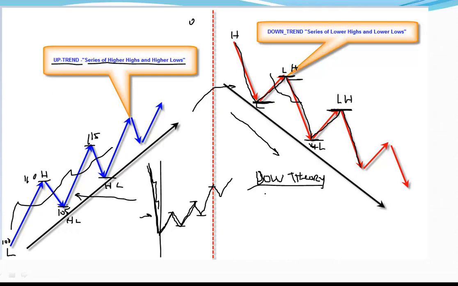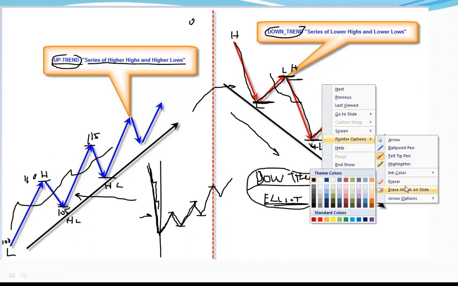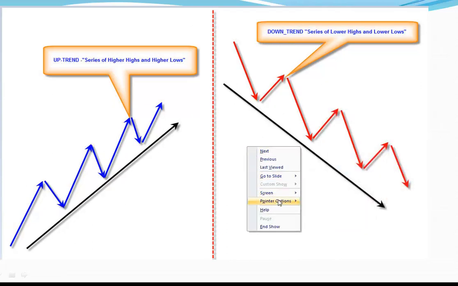But Elliott came in later on and started putting numbers and retracements and levels and zones and put structure around this theory. So this right here is a foundation of technical analysis. If you understand uptrend and you understand downtrend, you're ahead of the game. Now let me just erase all ink and put the felt tip.